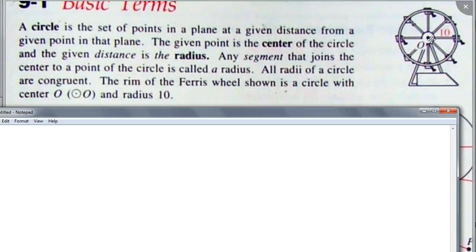Yeah, so you know how we have symbols for congruent, parallel, perpendicular? We also have a symbol for a circle. So this is the symbol for a circle, and then we name the circle with its center, whatever that point is called. This time it was called O, so this is circle with center O. You're right.